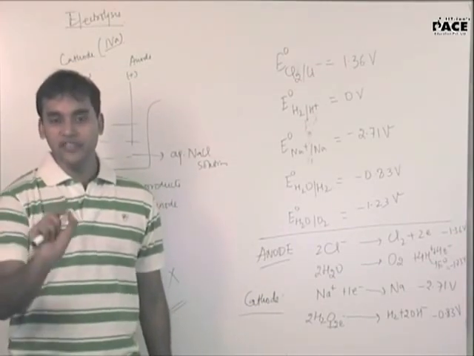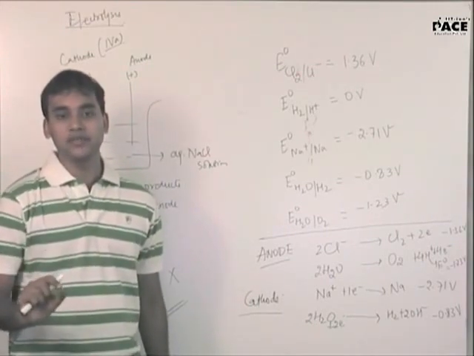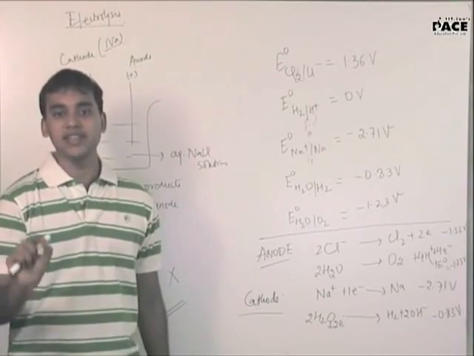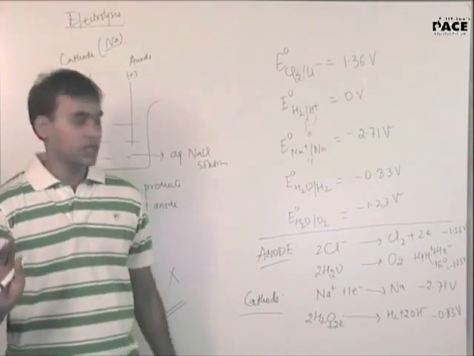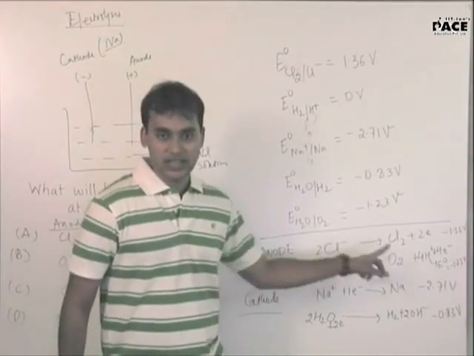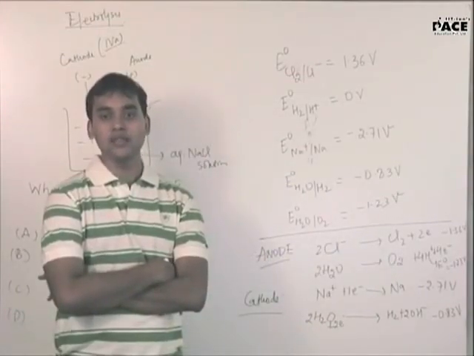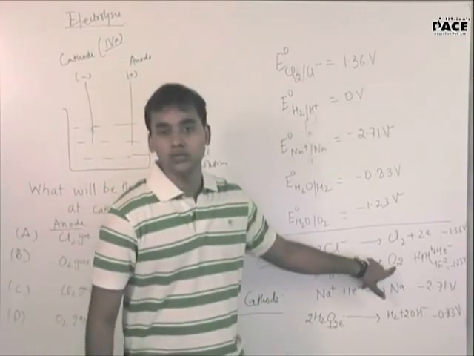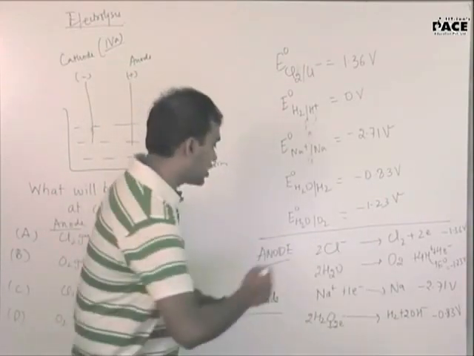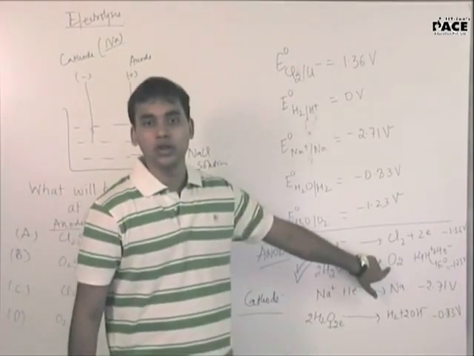So at the anode, which will be selected? The reaction with the greater SOP. Both of these are SOPs because they are oxidation reactions. So which has the greater oxidation potential? H2O. So which reaction will take place? So what will I get at the anode? Oxygen.